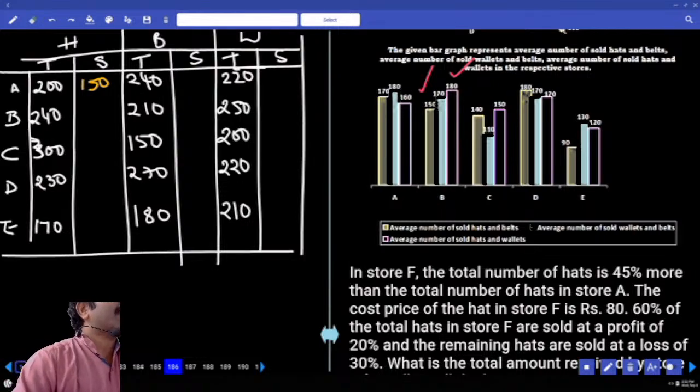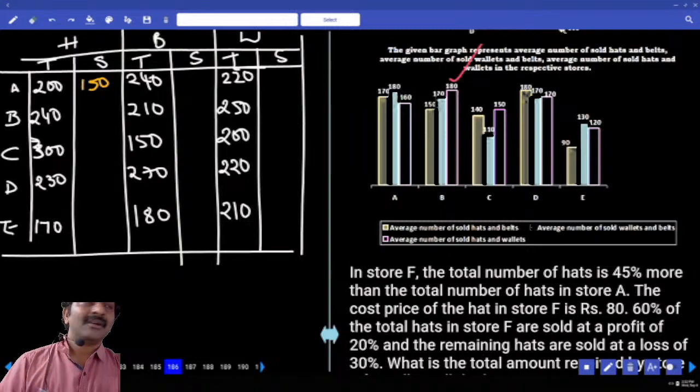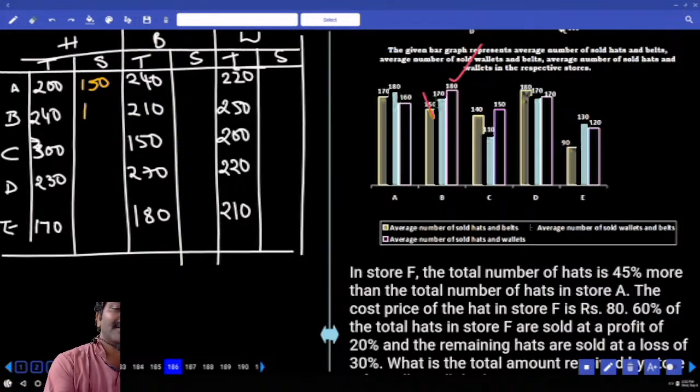What is that we need to subtract? Second one, how much? 170. Subtract it from both. From 180 I will subtract 170, that is 10, and then 150. Both together, 160. Yes?